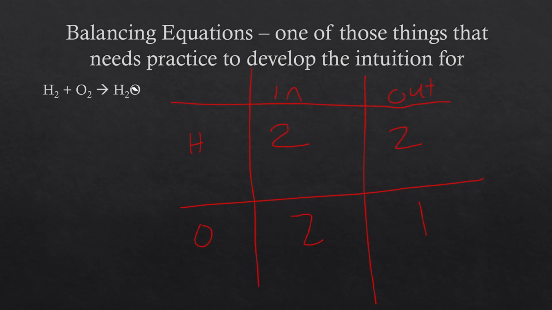So how can I balance this? What do I need to do? Well, just like a math equation, if I have 1 oxygen going out and I need 2 to make it even, what do I need to do to get from 1 to 2? Well, I could just multiply it by 2, right? So I can just come up here.